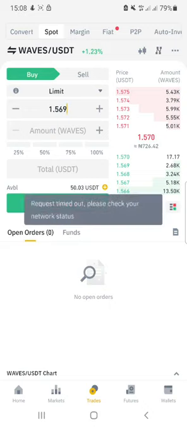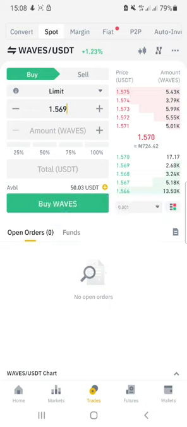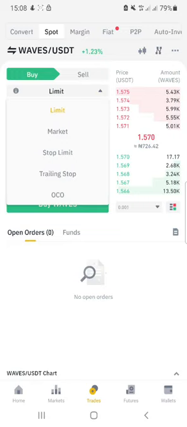And we are using limit order first. For us to buy Waves, remember I said earlier that with the help of limit order, you'll be able to buy your token at a lower price and sell it at a higher price. You will buy at a lower price and sell at a higher price. So now we are using limit order to buy. What that means is that we tend to buy at a lower price. So let's click on limit.